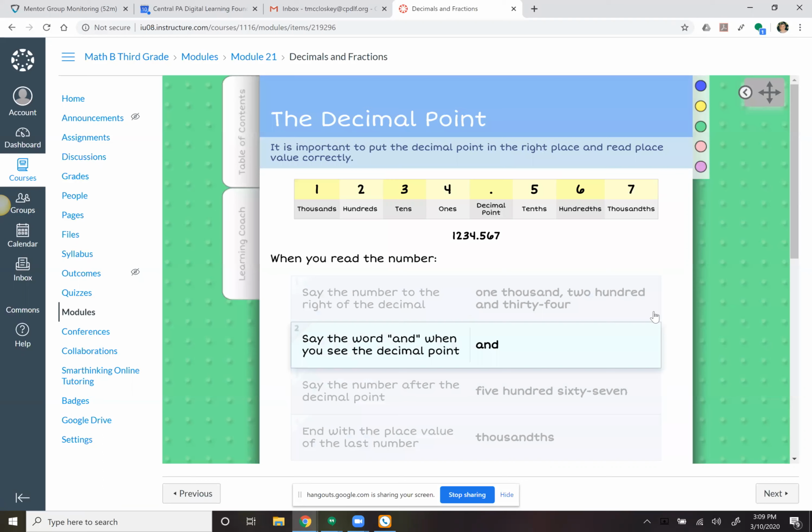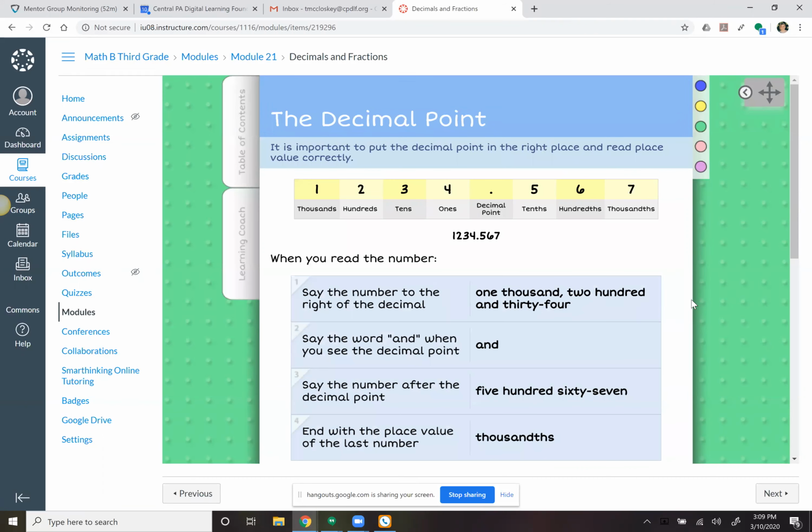Okay, how are we feeling about this page? Yeah, I'll need help with that. Okay, so this is where we get stuck, because we're feeling good about fractions now, but not so much about decimals. Okay, so it is important to put the decimal point in the right place and read the place value correctly. Do you remember learning about place value back at the beginning of the year? Yeah, it was just a long time ago.